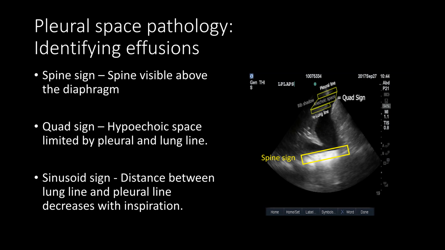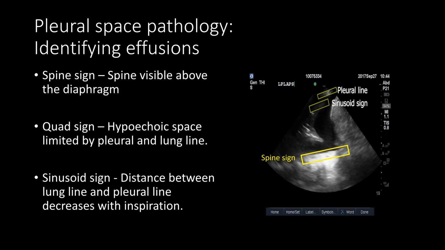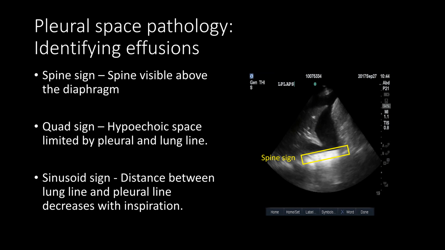However, when there is fluid or consolidation, the ultrasound beam is able to penetrate through that fluid or consolidation and bounce off the spine, thus making it visible, as compared to normal aerated lung. The beam is dispersed and it never makes it to the spine.